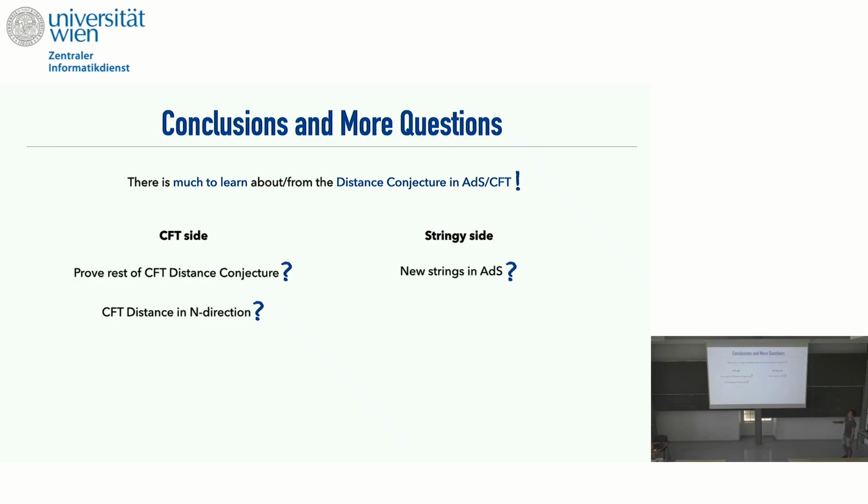On the stringy side, of course, you want to answer the question whether there are really these new strings or everything was matching just because of something. And if you agree that there are these new strings, you want to build them. And then I will propose that these D3 branes wrapping the blowups in AdS seems like a fairly reasonable candidate.